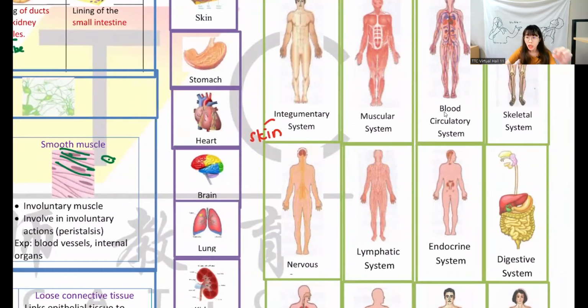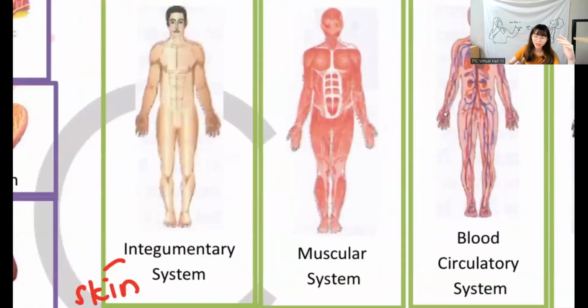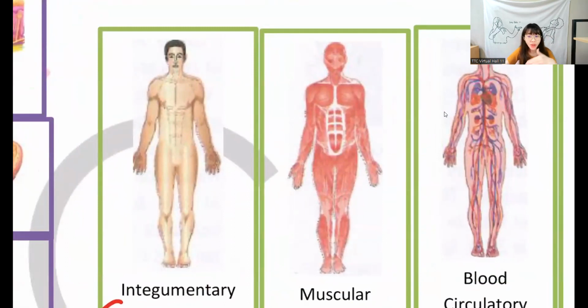So skin is the largest organ in your body. We call it the integumentary system. Every part is the largest organ. Muscular system is muscle. Everyone, we have 8 packs. Everybody, we have 8 packs.